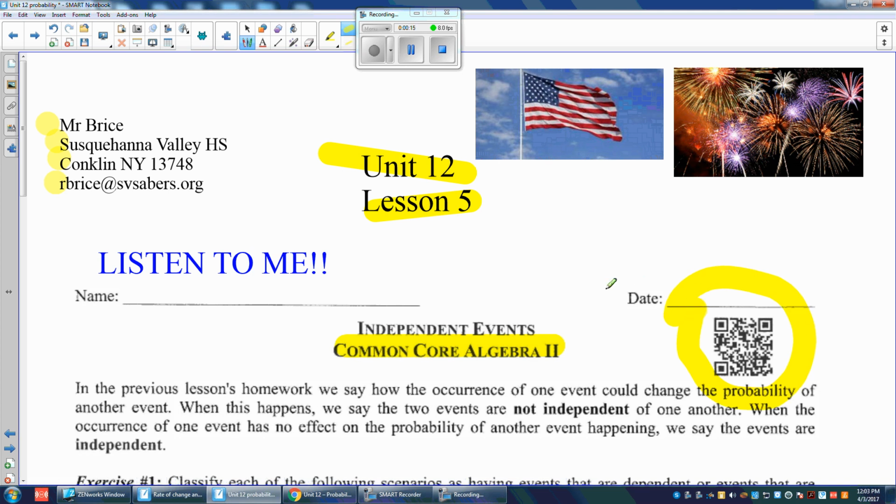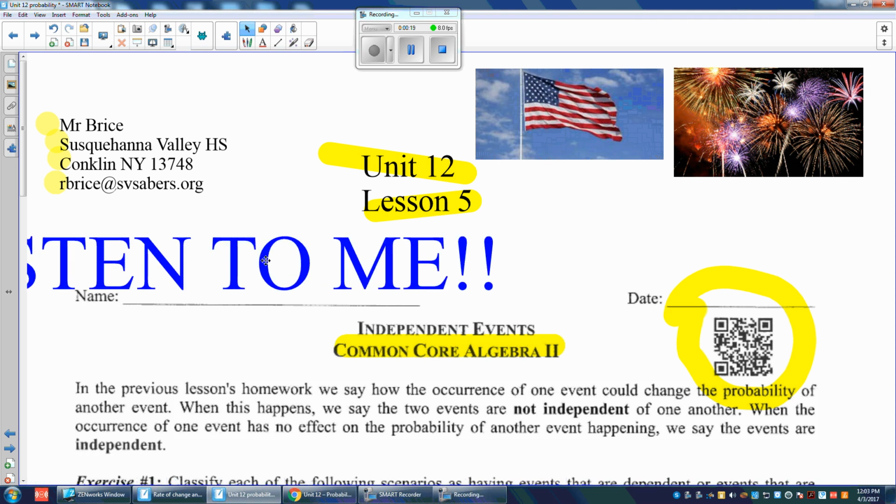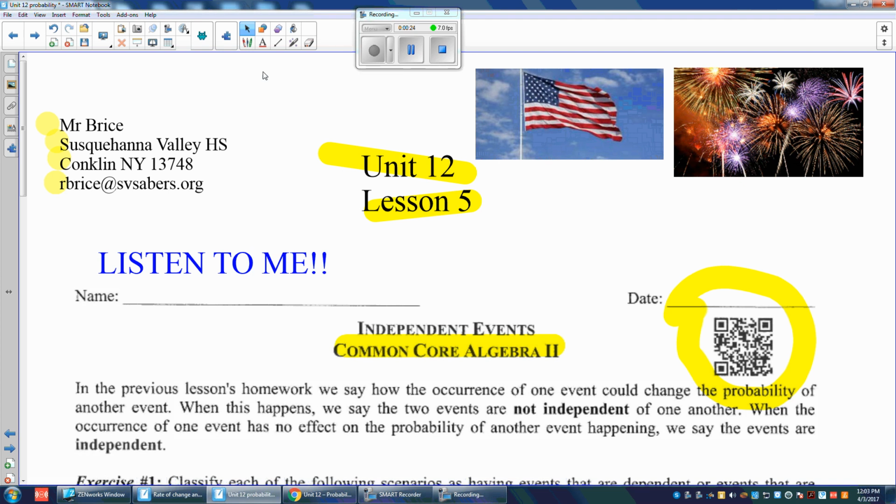You can listen to the great teacher that made these worksheets. You have to listen to me. Listen to me. This is something very difficult to understand.